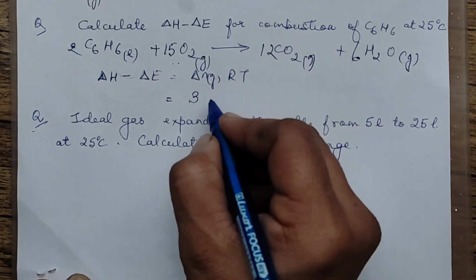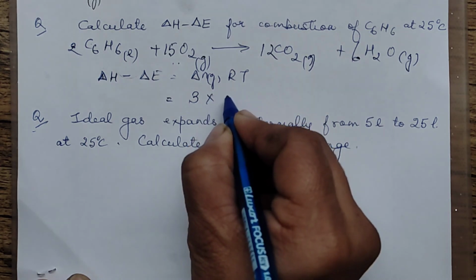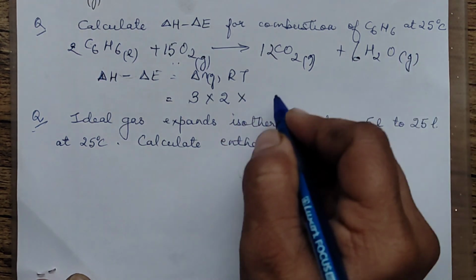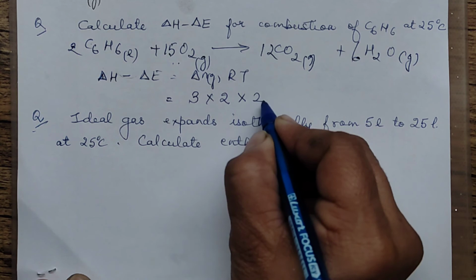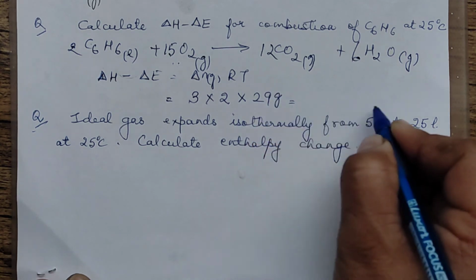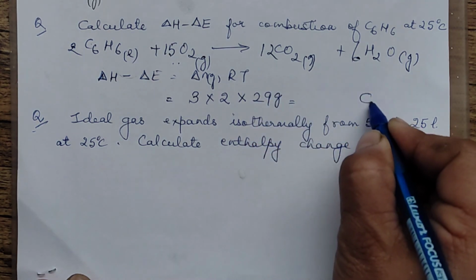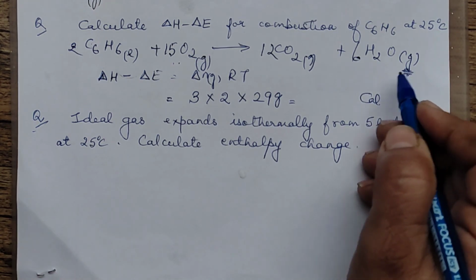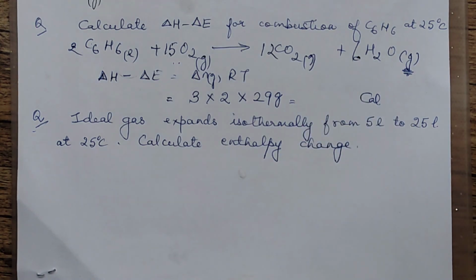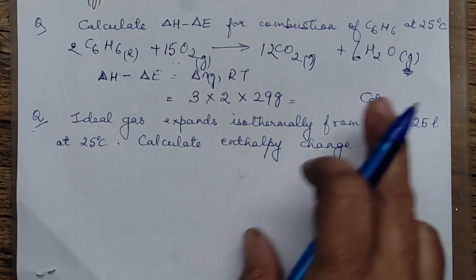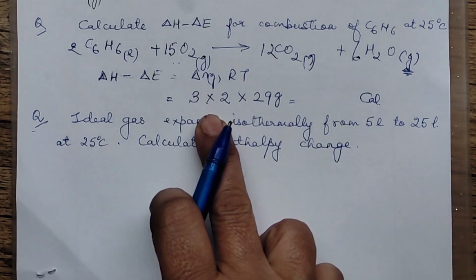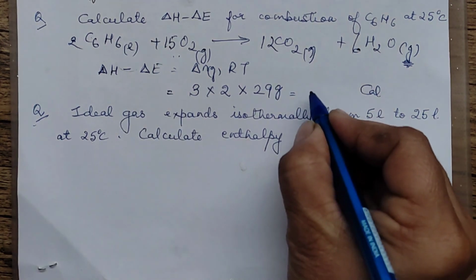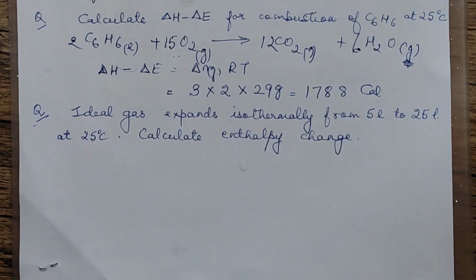So 3, and then R value, if you are using in calories, it will be 2, and the temperature you have to convert into Kelvin. 25 degree plus 273 is 298. Now you have to just be careful. Whatever answer you get, that will be in calories now. Now in case this is given in liquid, at times this is given in liquid, then accordingly the number of moles will change. But if I give you this in gas, then it will be 3. Right? And whatever is the answer, you can multiply and see. So it comes out to be 1788 calories.